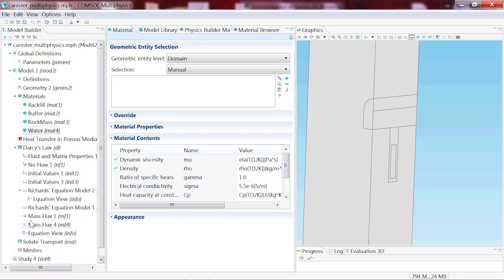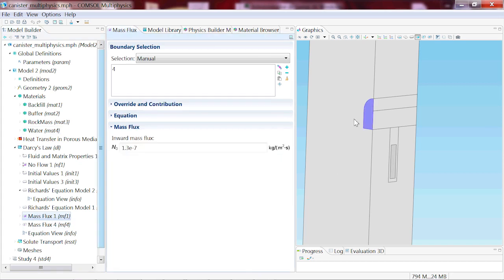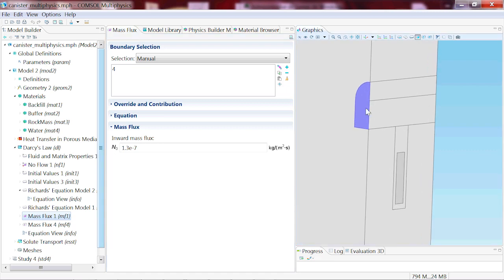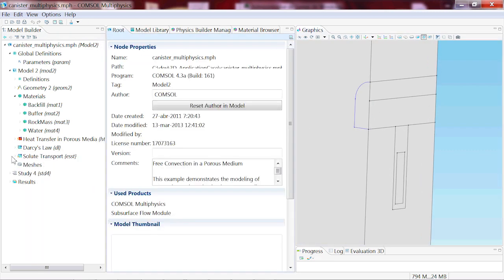Regarding the boundary condition, we have imposed a flow over the fracture phase and also at the boundary edges. Finally, we set the solute transfer physics.